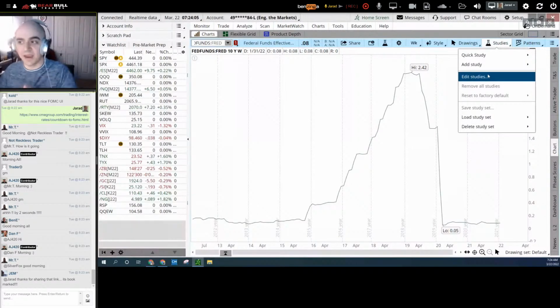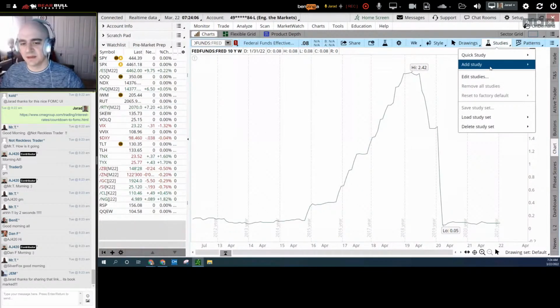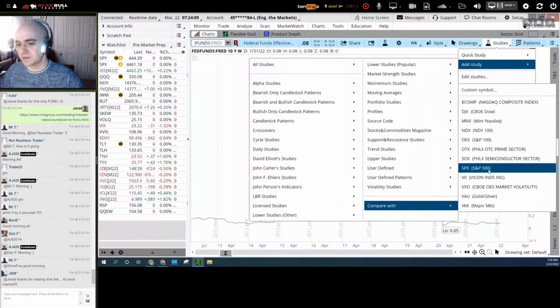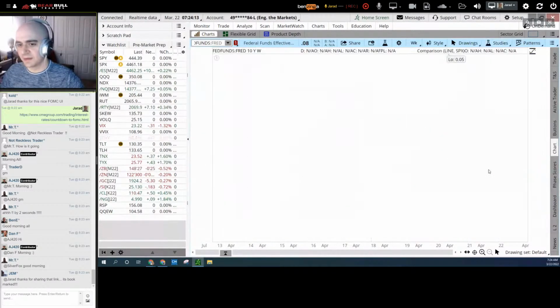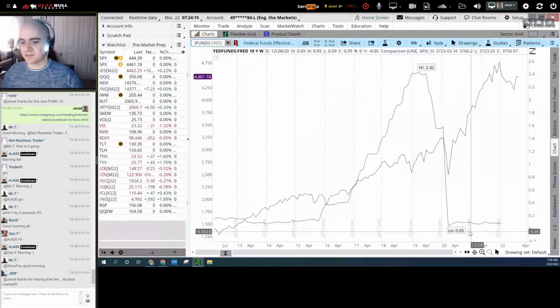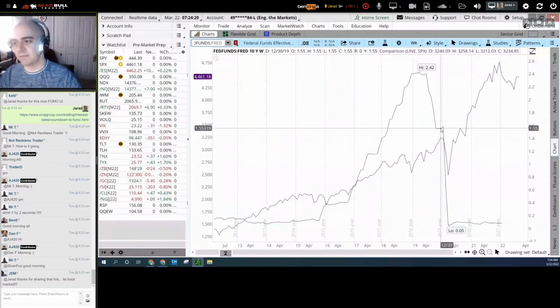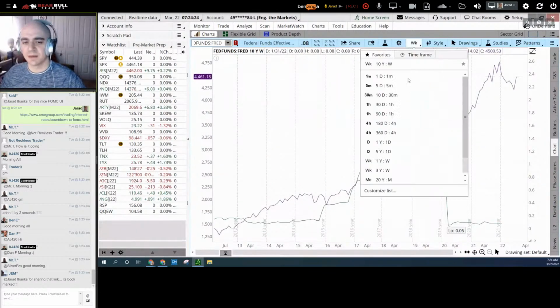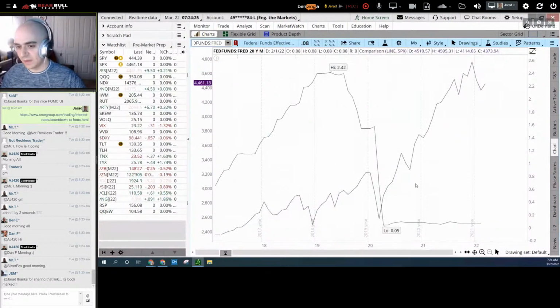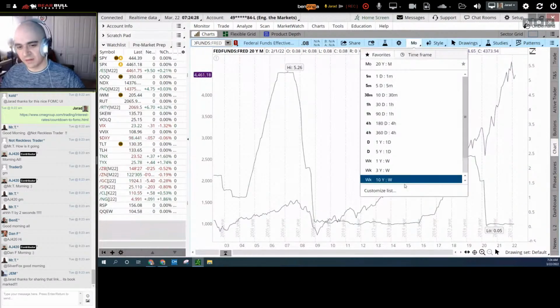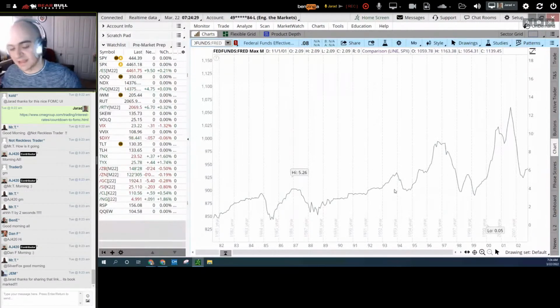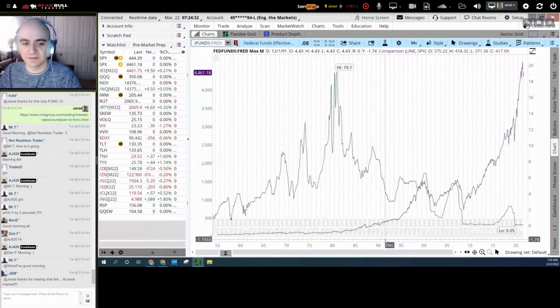Additionally, I want to compare this with the S&P. So the easiest thing I can do in this tool is add a comparison to the SPX. All I've done is show the federal fund rate and changes in that basis comparative to the S&P performance. We can go out to weekly, we can even go out monthly. We can go out as far as we want. This has data back to 1955.